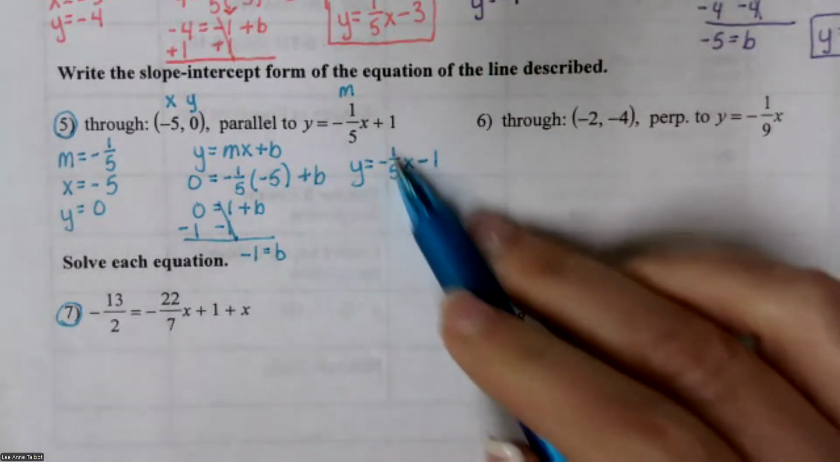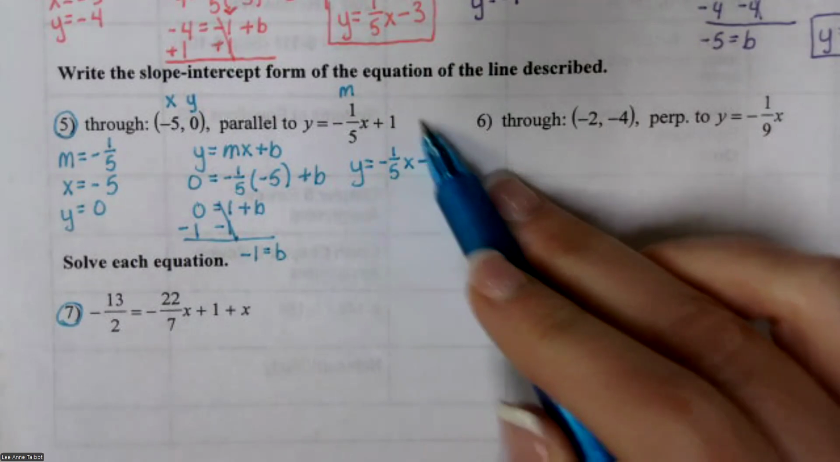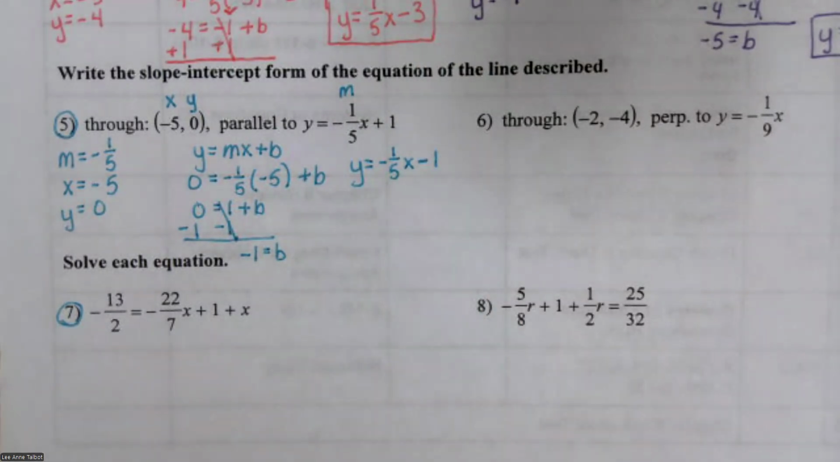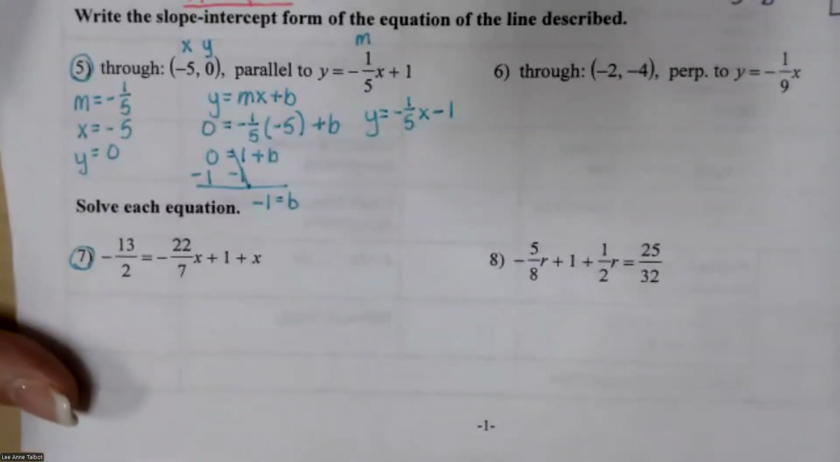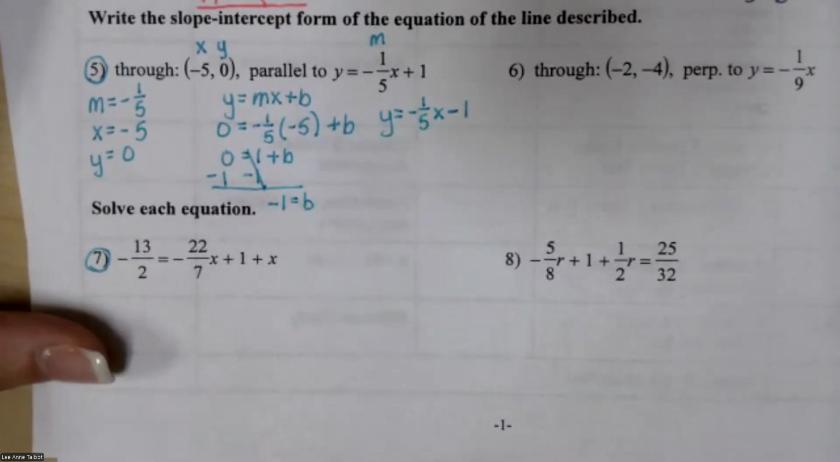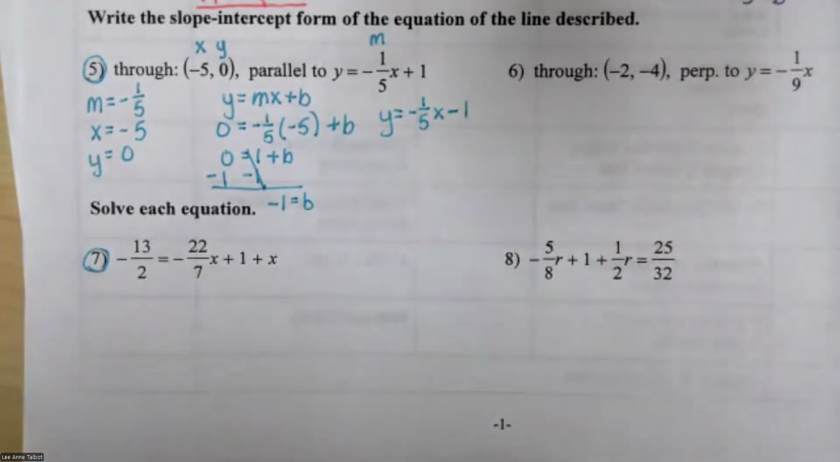So two lines are parallel. They have the same slope, but different y-intercepts. And tomorrow we'll do the perpendicular.